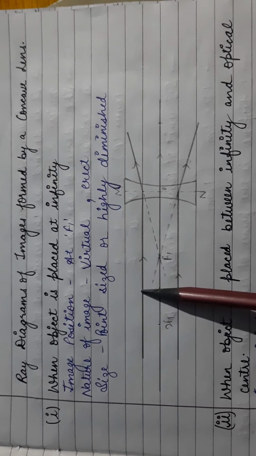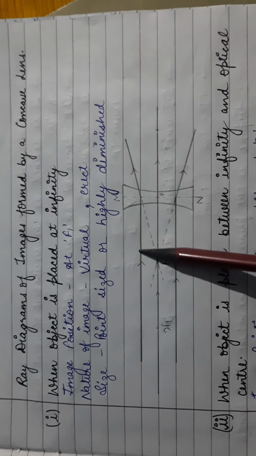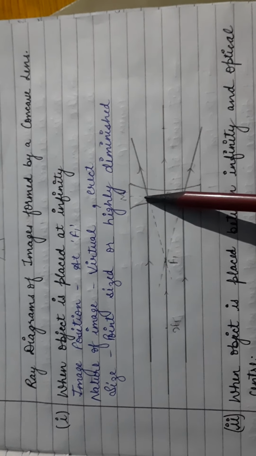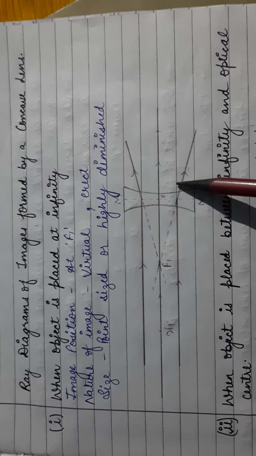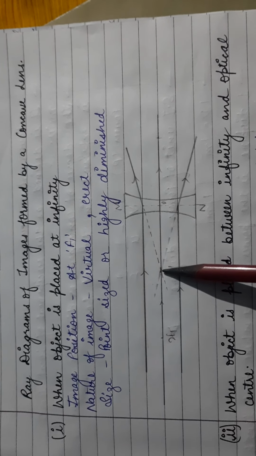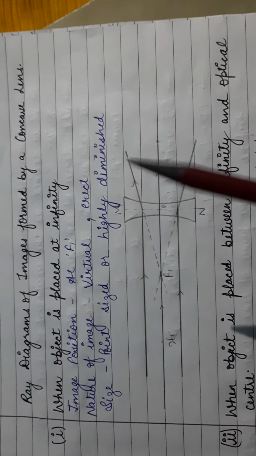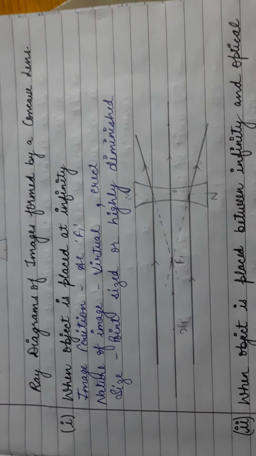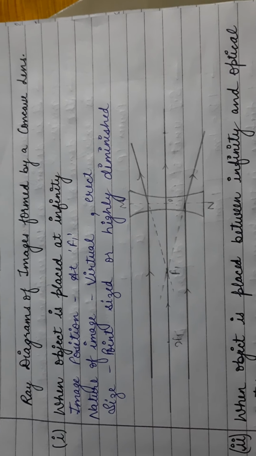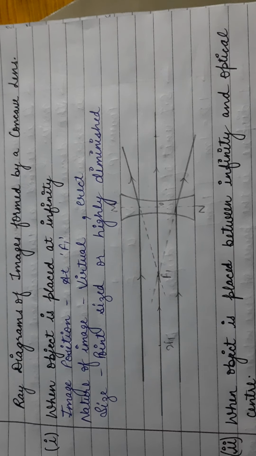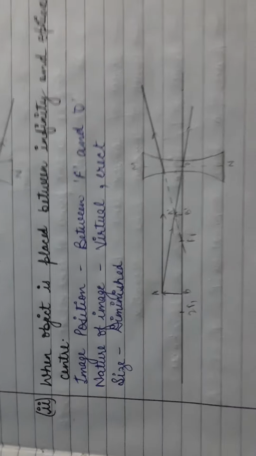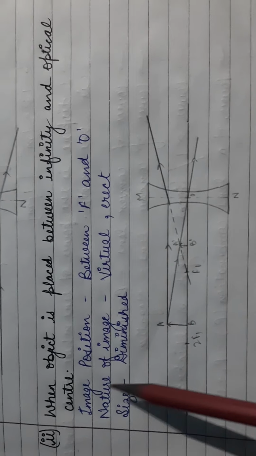Rays are coming from infinity, they will come parallel to the principal axis and it will diverge, and we have to take the imaginary rays from both of these rays that come parallel to the principal axis, and this is the point where they both intersect each other, that is f1. The image size will be very diminished, or we can say highly diminished, or point sized. The nature of image will be virtual and erect. Here is the second case in concave lens.